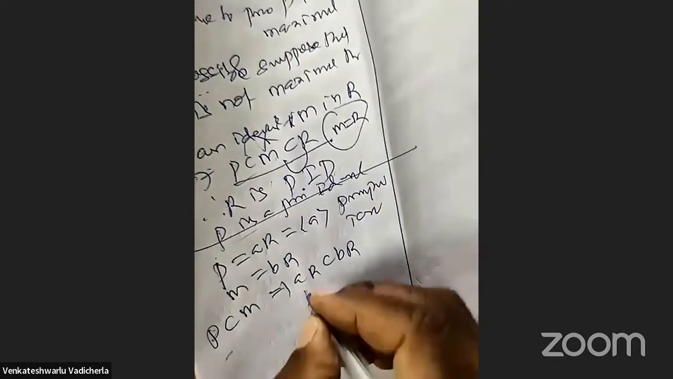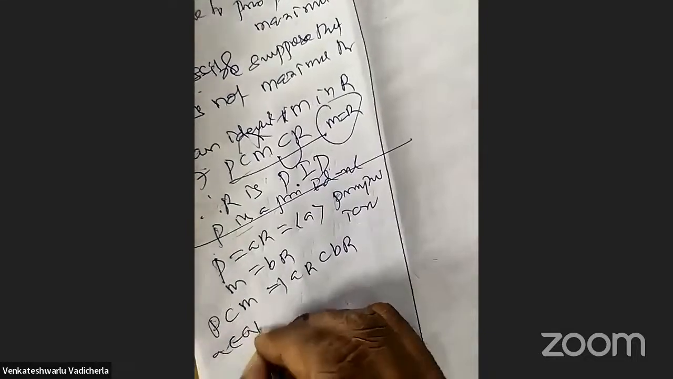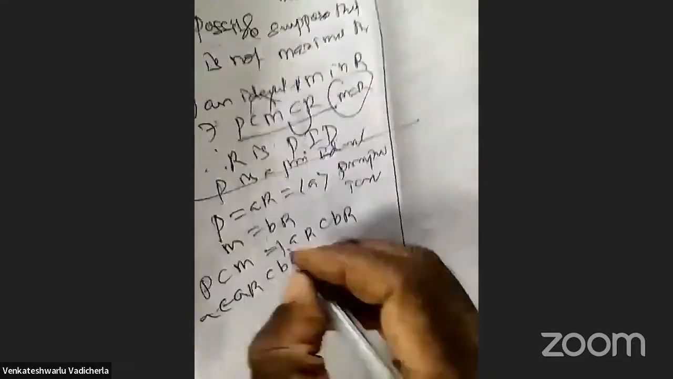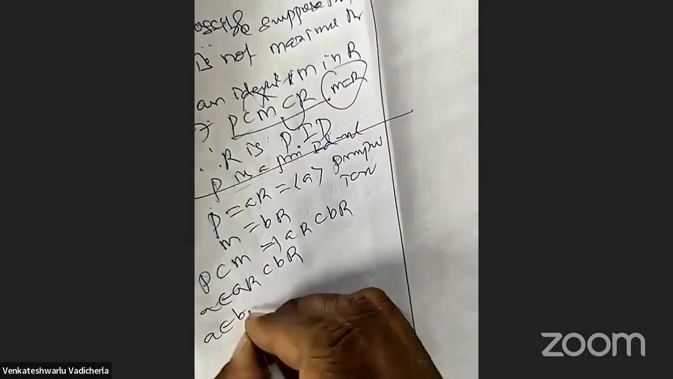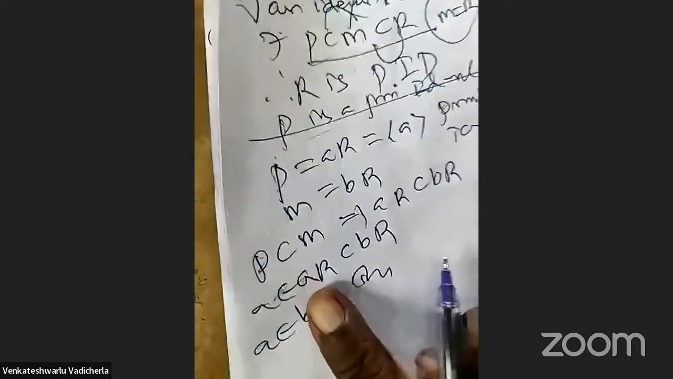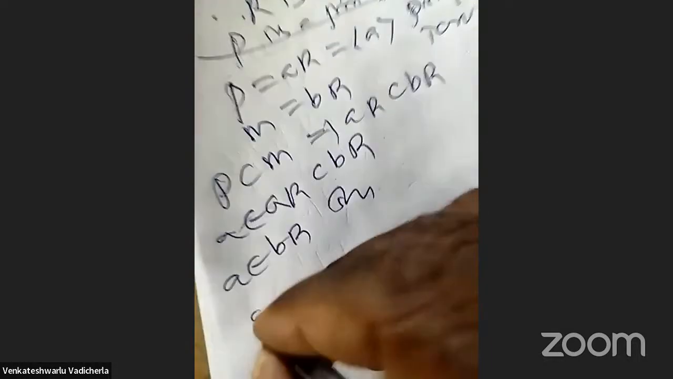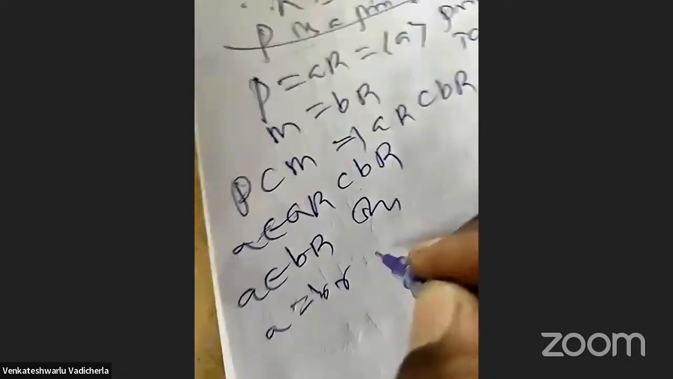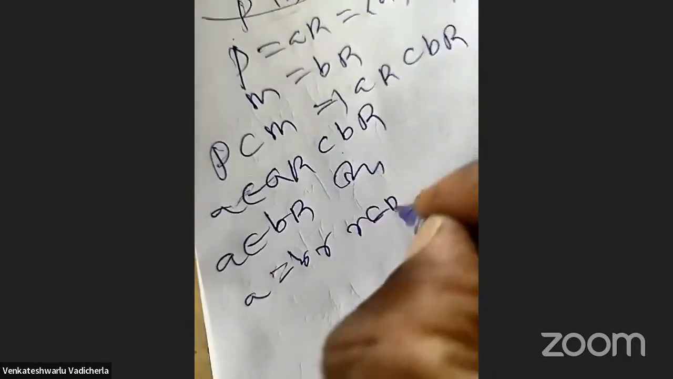Small a is an element of AR, a subset of BR. So small a is an element of BR. Then A is equal to B times small r, for small r belonging to capital R. This is equation 1. P is equal to AR.